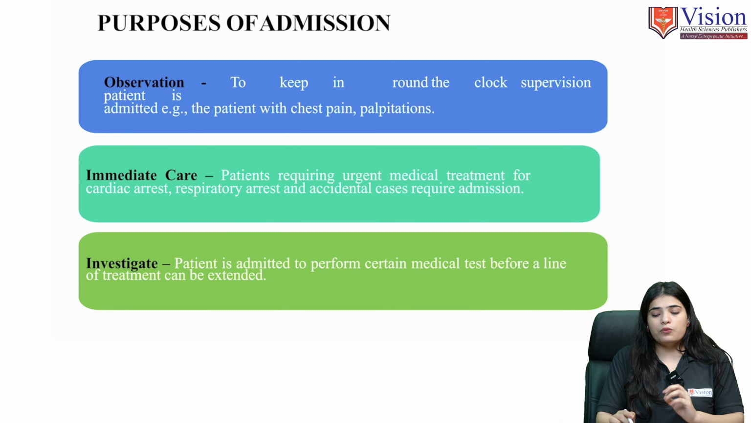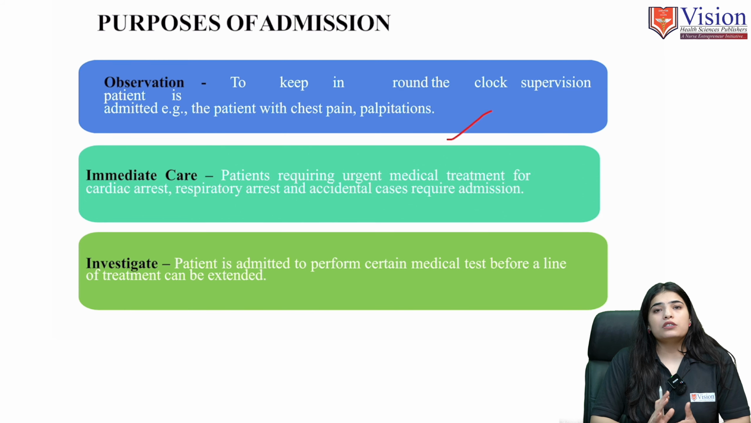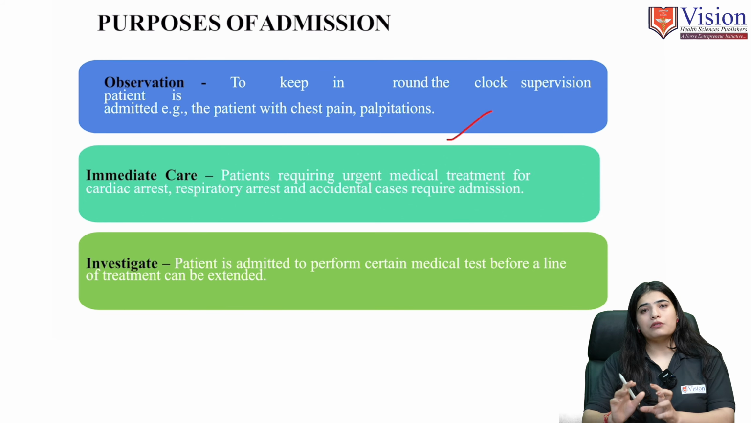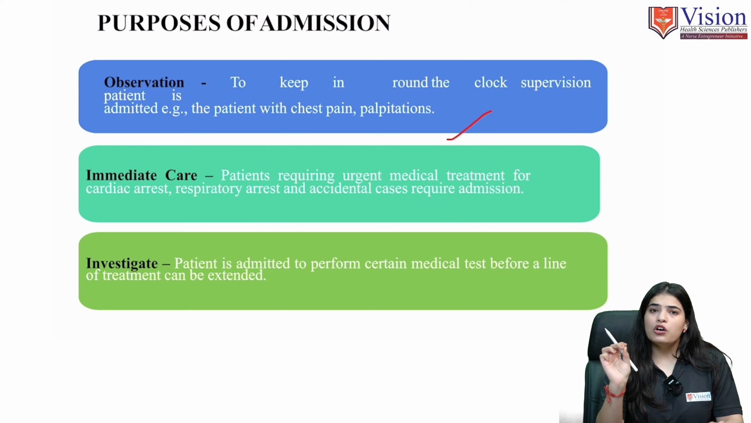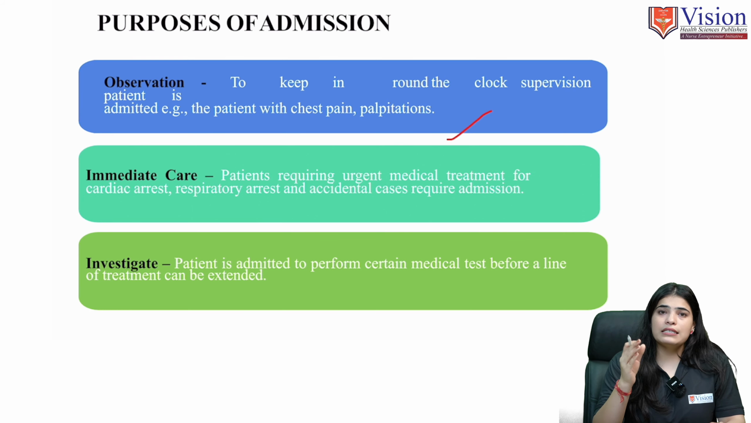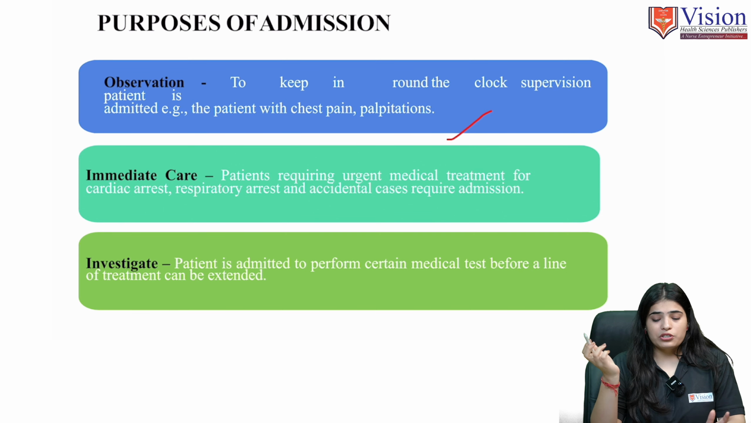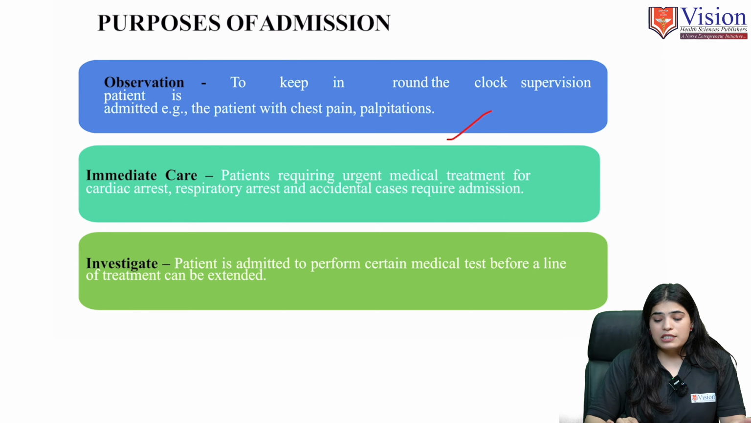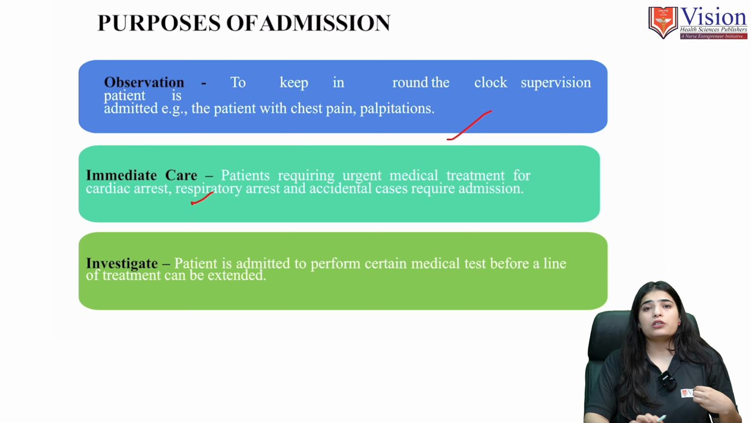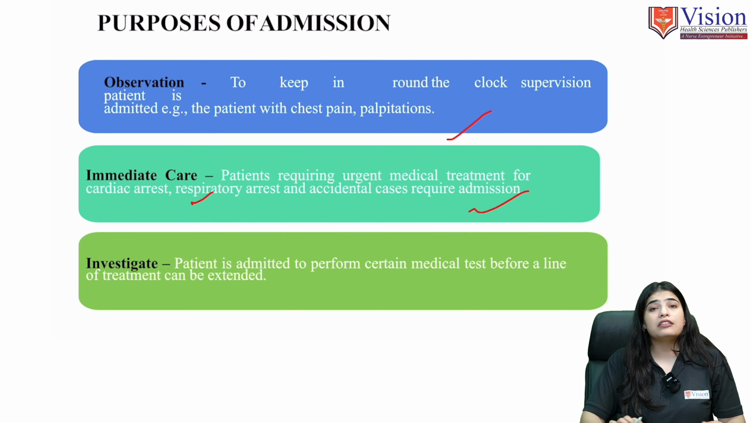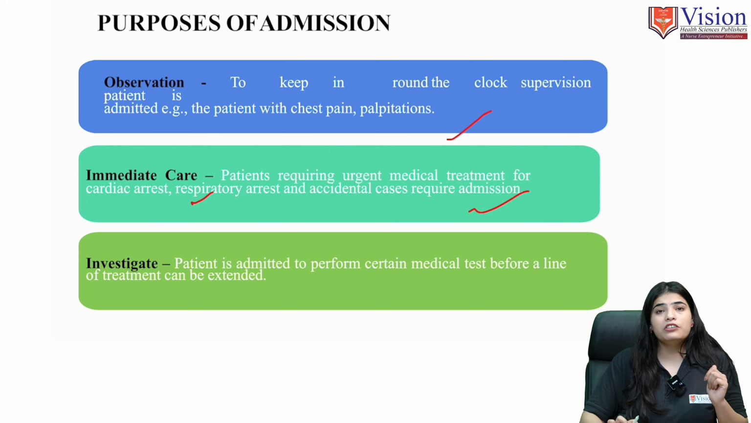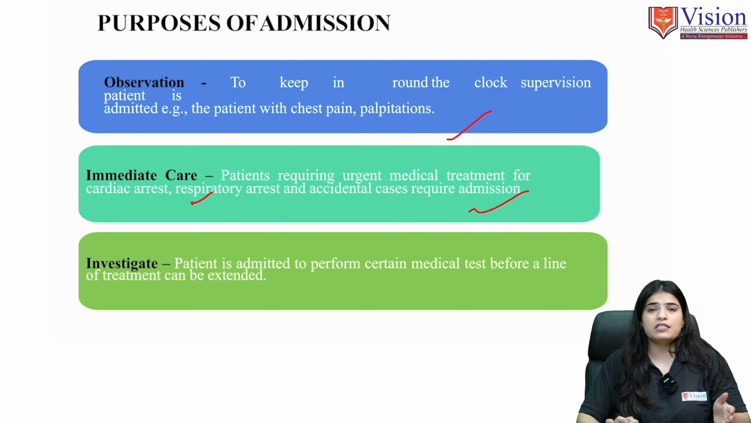The first one is observation. We will observe the patient for whatever time the patient is staying in the hospital. We have to observe their signs and symptoms and their general condition. For example, we check them for chest pain, palpitations, and other symptoms. Next is immediate care. Sometimes patients are admitted on an emergency basis, and we have to provide them care first. Immediate treatment we have to provide, and after that, we can investigate the particular disease condition further.